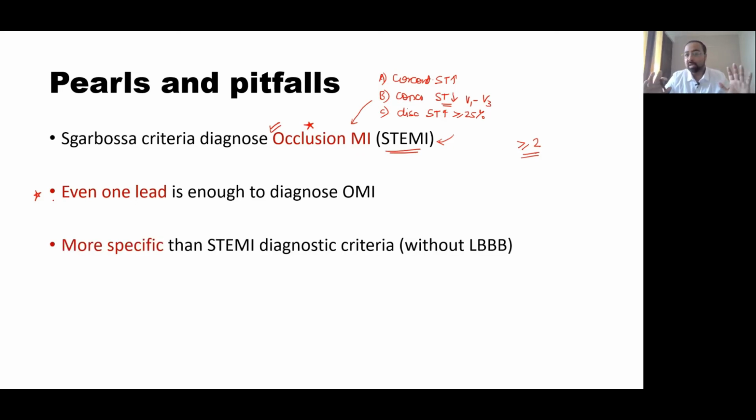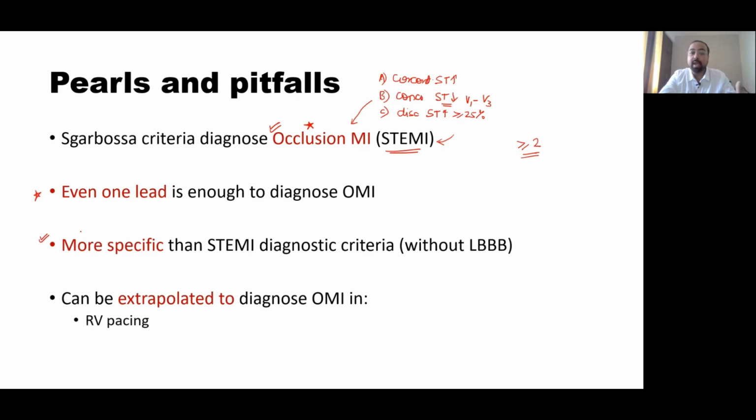Again, comparing the initial STEMI diagnostic criteria to the Garbosa criteria, we find that the Garbosa criteria, if they are present, are more specific in picking up STEMI. So these are even more diagnostically important criteria than the original STEMI criteria. Now, not only in the presence of a left bundle branch block, these criteria can also be applied in a patient who has a right ventricular pacing rhythm or left ventricular hypertrophy. Though the diagnostic performance of the Garbosa criteria is slightly less in these situations as compared to left bundle branch block, they can very well be applied. So if you've got a patient with right ventricular pacing or left ventricular hypertrophy, you can still diagnose STEMI using the Garbosa criteria.